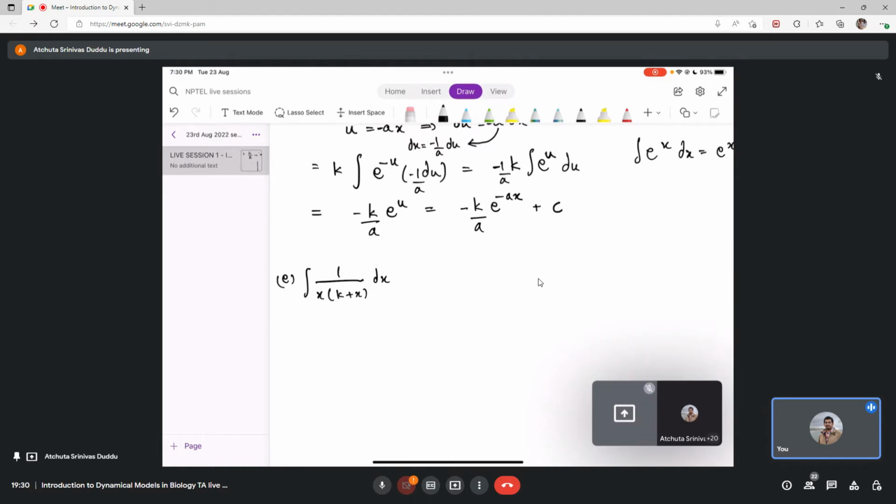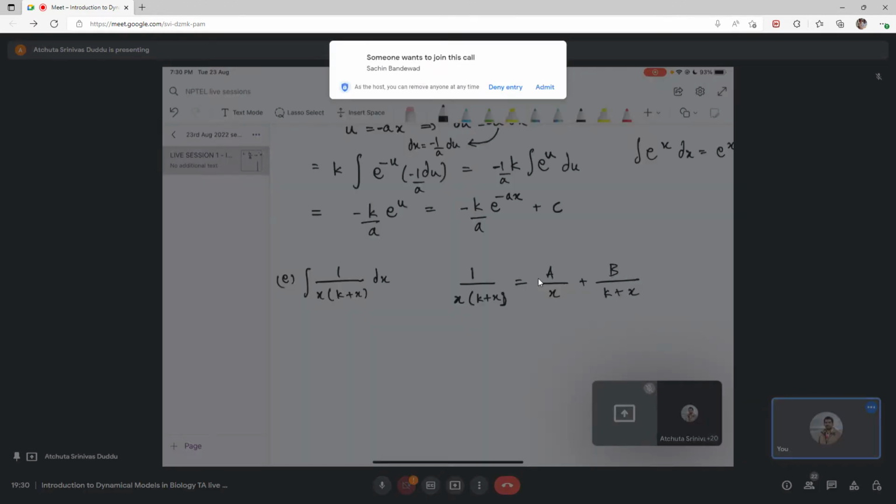This is something called partial fractions. So how you write 1 by x into k plus x is, you try to write this in the form of a by x plus b by k plus x. Okay, this is for the first order ones. So here you have x and k plus x in first order. If you add two fractions like this, the denominator would be exactly the same, and the numerators we'll have to find out.